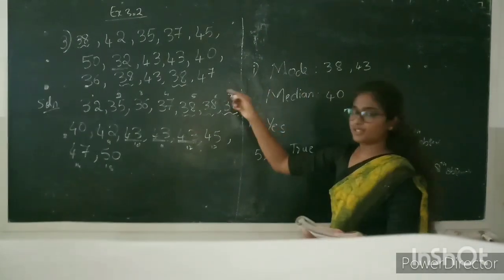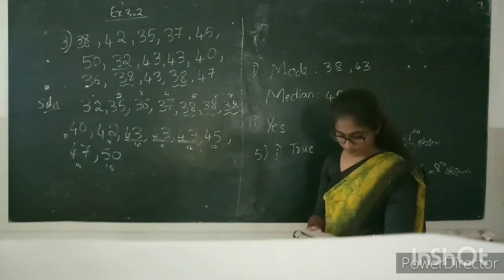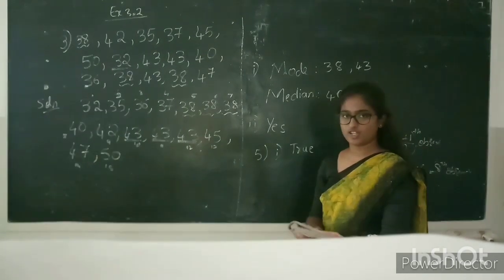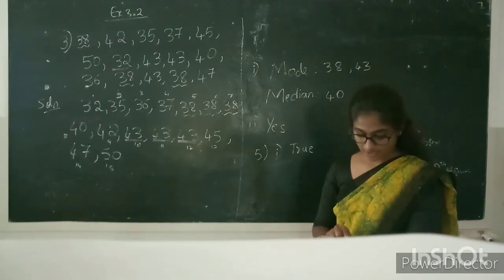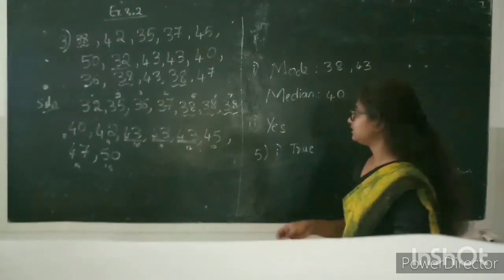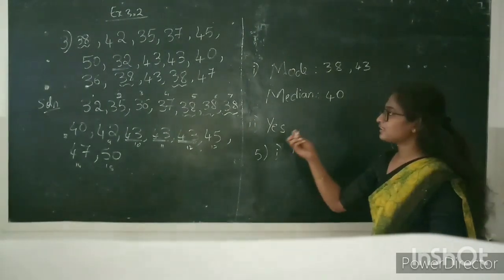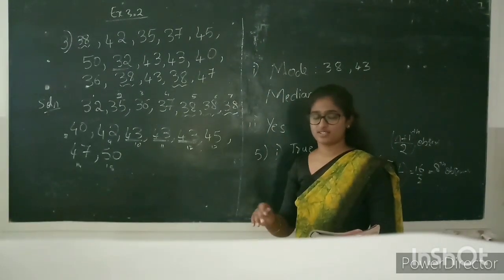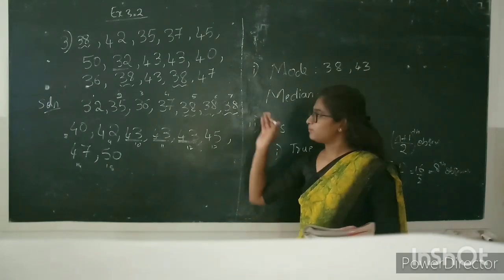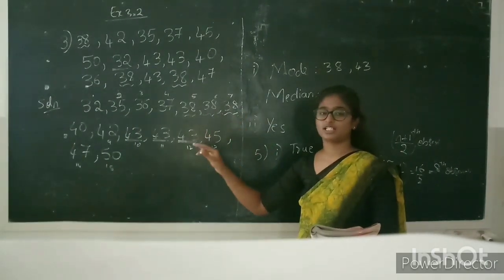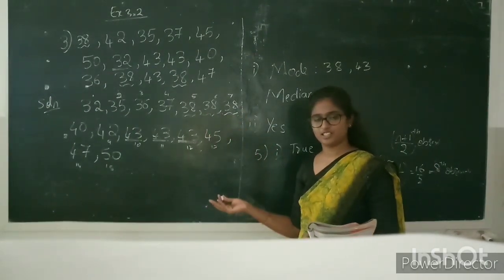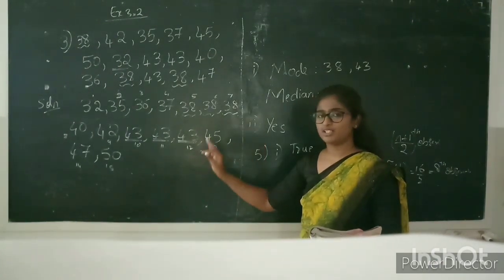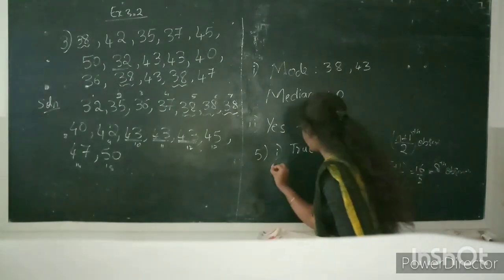Mode is one of the numbers in the given values. Second question: mean is one of the numbers in a data. Mean is found by adding the values and dividing by the number of observations. Mean sometimes might be from the given data and sometimes other than the given data also. So it is not that mean every time will be chosen from the given data. So it is false.